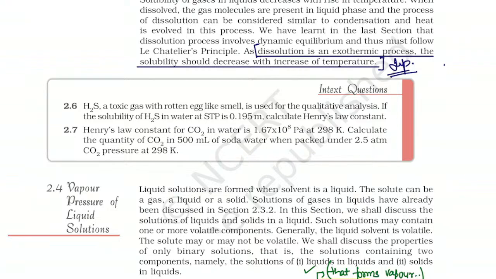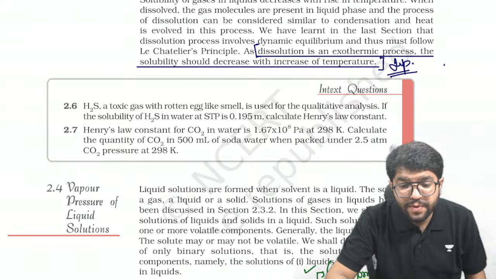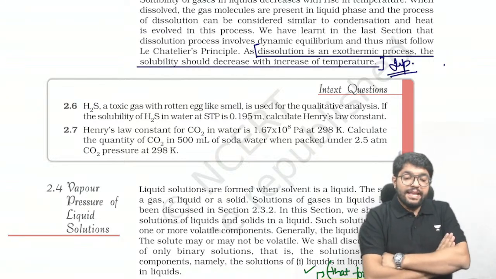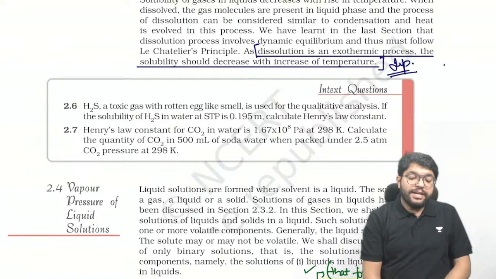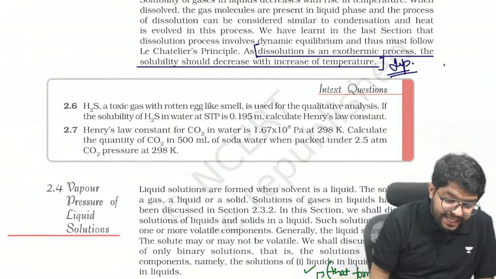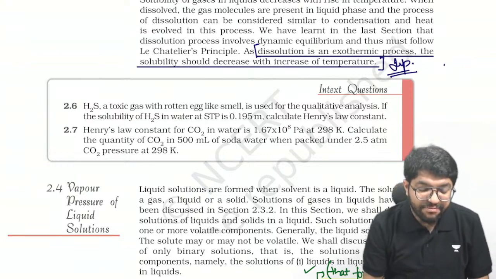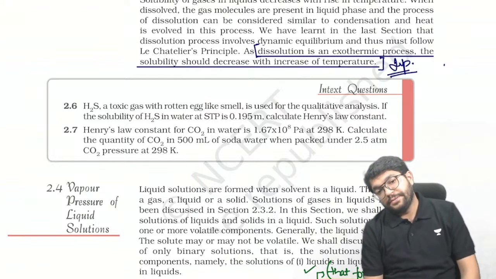Done. Sixth question. Is one of the two questions done or not? H2S is a toxic gas with a rotten egg smell, used for qualitative analysis. If the solubility of H2S in water at STP is 0.195 molal, calculate the Henry's constant.